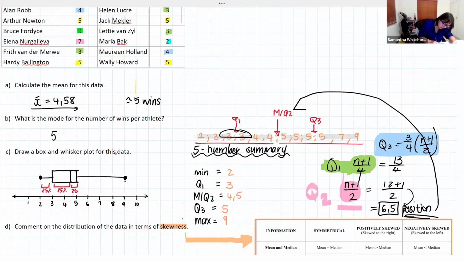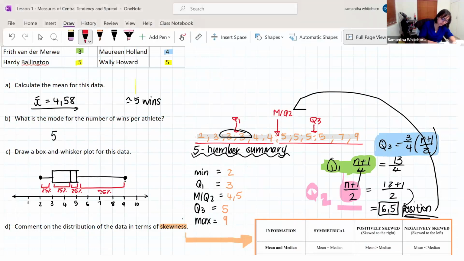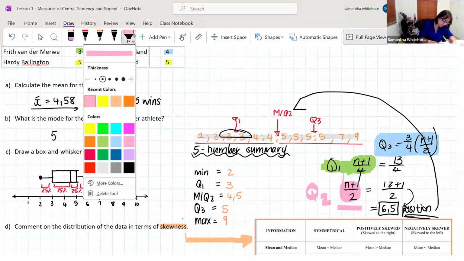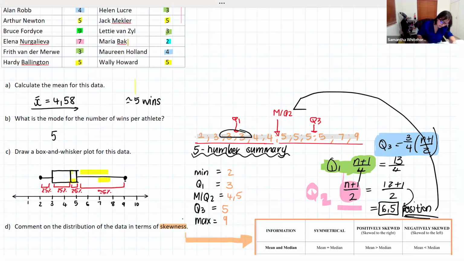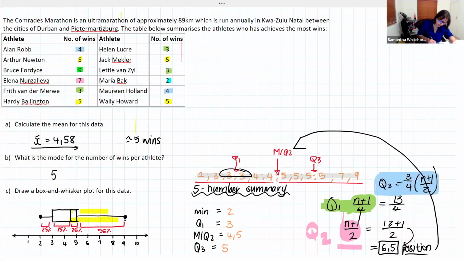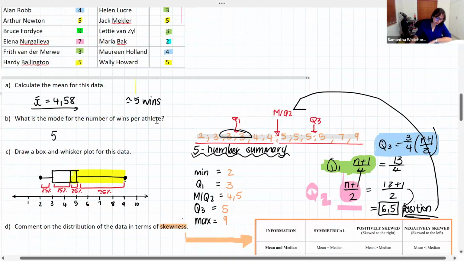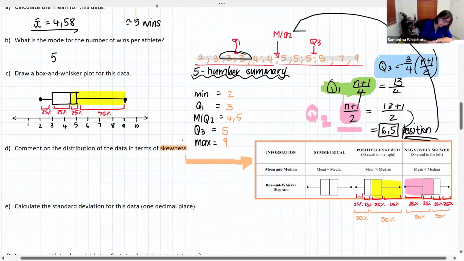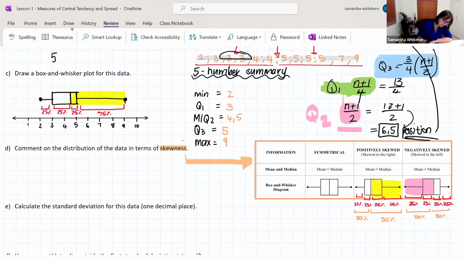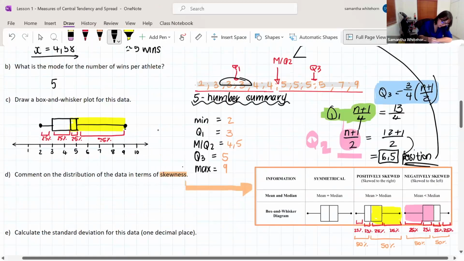The upper 25%, the upper 50% is way more spread out than the bottom 50%, way more. And so that means that because this upper 50% is much more spread out than my bottom 50%, it is positively skewed or skewed to the right. And you can see that also if you just go back to the reference box and whiskers.